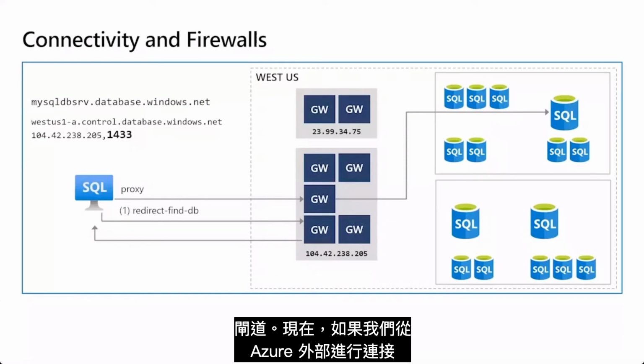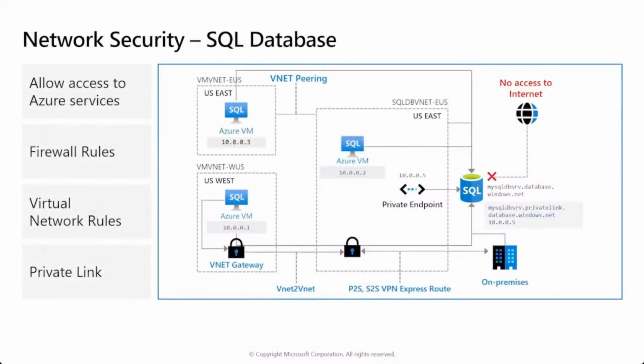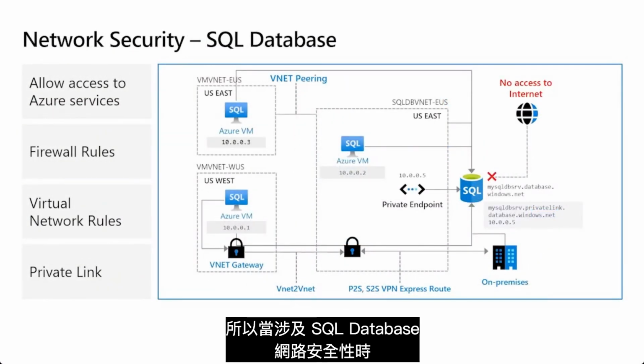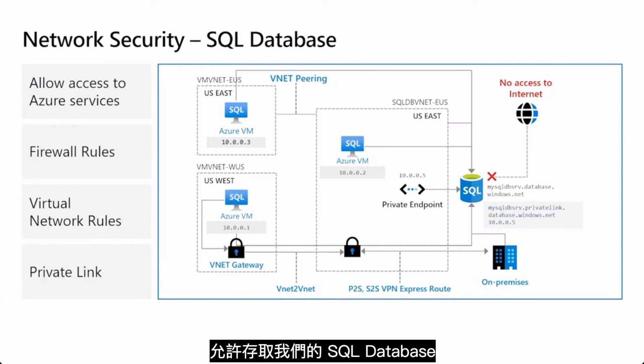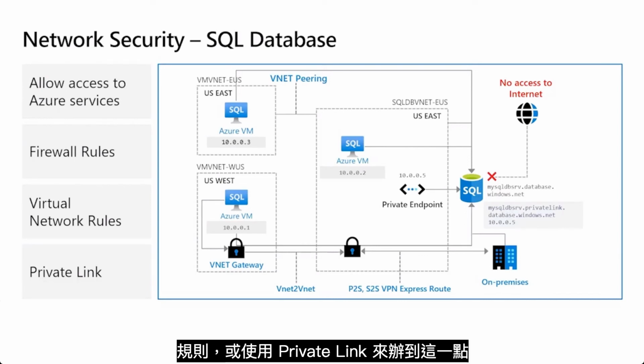Now, if we're connecting from outside of Azure, your connections will have the proxy connection policy by default. So a policy of a proxy means once the TCP connection is established via the Azure SQL database gateway, all the subsequent packets will flow via the gateway. So when it comes to network security for SQL databases, we can configure a couple of things like which services to allow to access our SQL database. So we can do that through firewall rules or setting up virtual network rules or using private link.